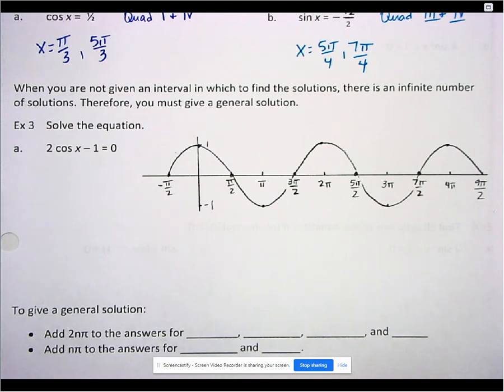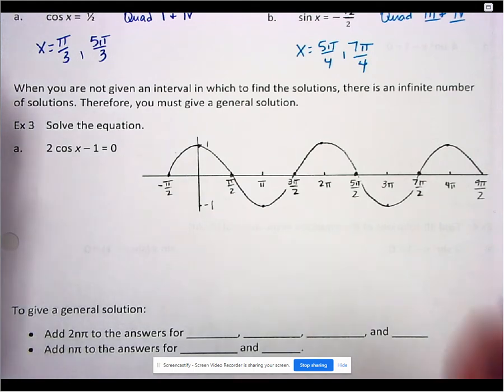All right, so I do have a graph on here to show you that because sine and cosine and secant and cosecant and tangent and cotangent are periodic functions, it's going to repeat that pattern over and over and over again. So you're going to get an angle that has a cosine of 1/2 over and over and over again. All right, so here we go.